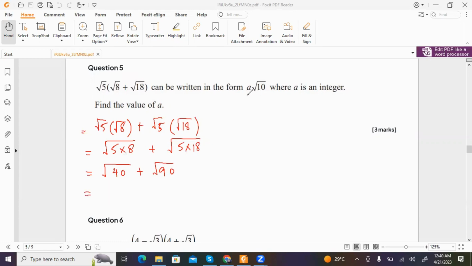Since we have to write in the form a root 10, it means that inside the root we need to have the number 10. So 40 can split into 4 times 10, and 90 can be split into 9 times 10. And since 4 and 9 both are square numbers, 4 comes outside as 2, and 9 comes outside as 3. So that's going to be 5 root 10, which shows a is 5.